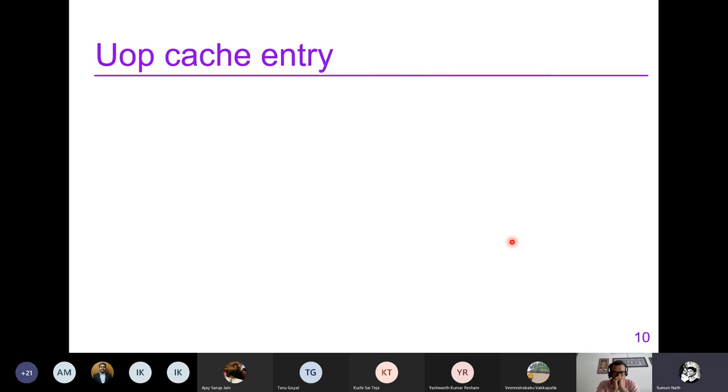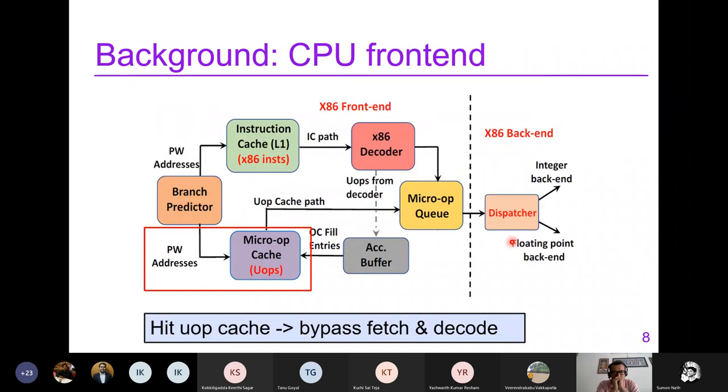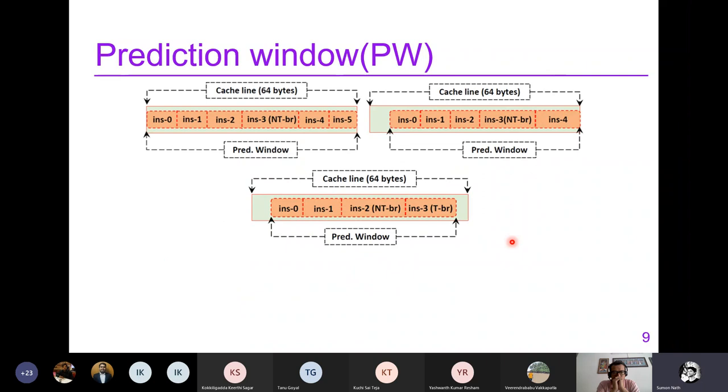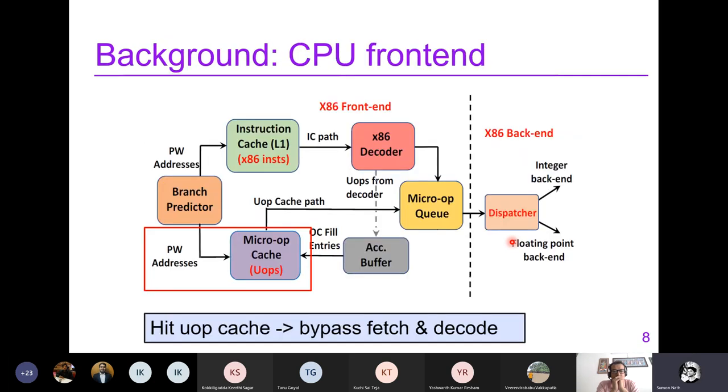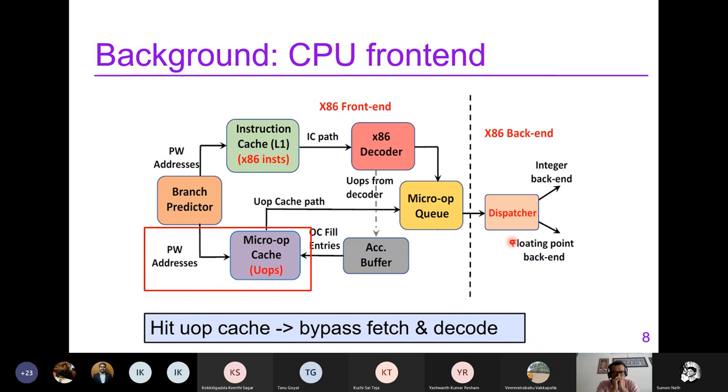Sorry to interrupt you. But does the branch predictor work on the instructions in the iCache, or does branch prediction work on the micro ops? Because the branch predictor feeds the addresses into the iCache, right? So this line that you have connected here to the micro op cache, right here in slide number 8, how do you explain that?